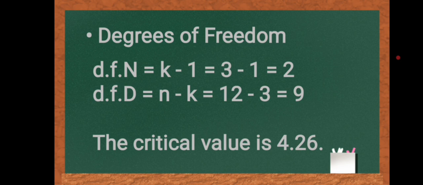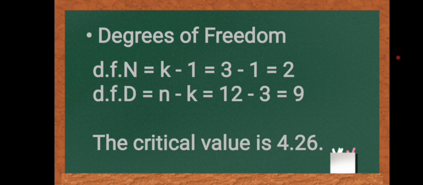Let's check out the degrees of freedom for the denominator. Degrees of freedom for the denominator is equal to n minus k, where n is the sum of the sample sizes of the groups. Let's take another look at the problem. We have 12 sample sizes minus the number of groups, 3. The degrees of freedom for the denominator is 9.